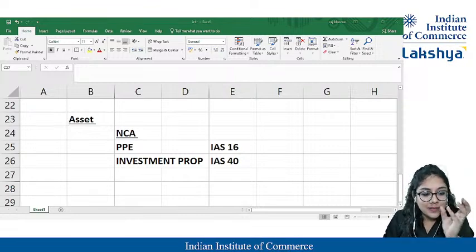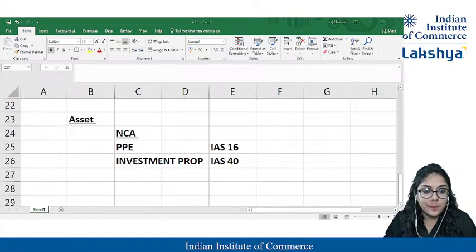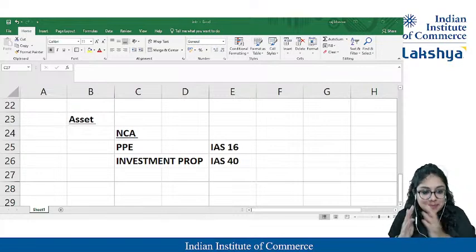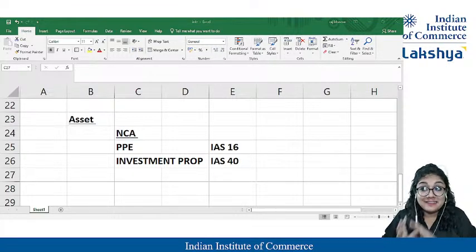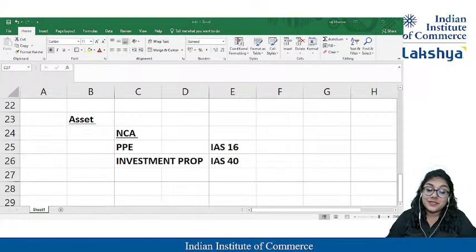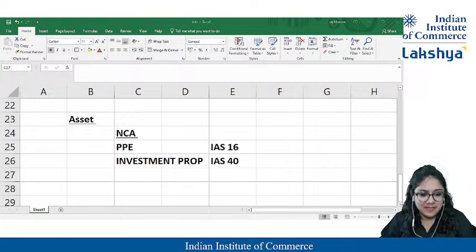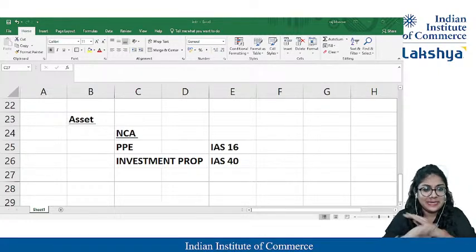I'll just give you a crux. In the investment property, how am I going to record? If you want to know the details, I presume that the exams are coming near, so you must be getting the things at a very easy notch. But if you're planning to give for December, we have upcoming classes from mid-September where we are going to cover each and every standard in detail.